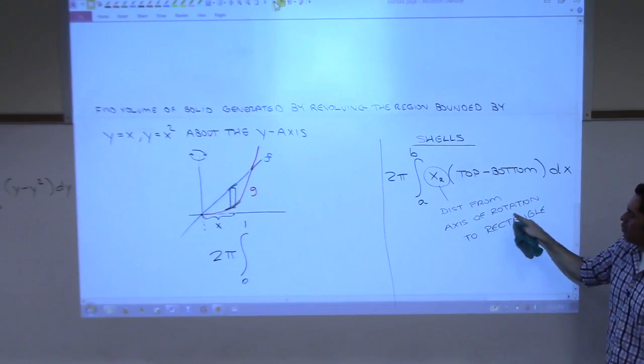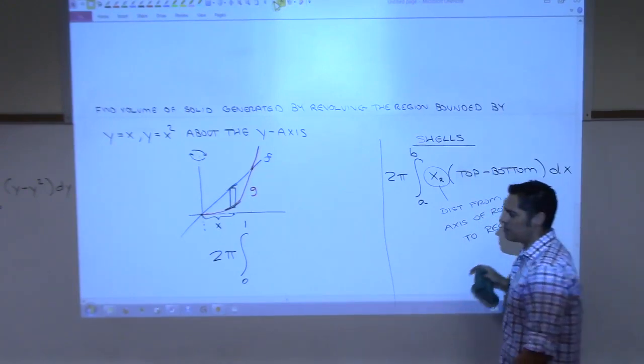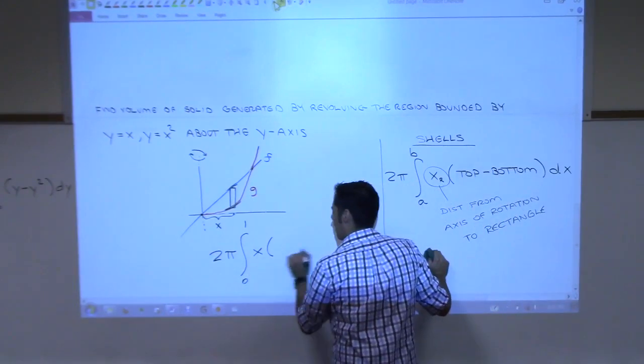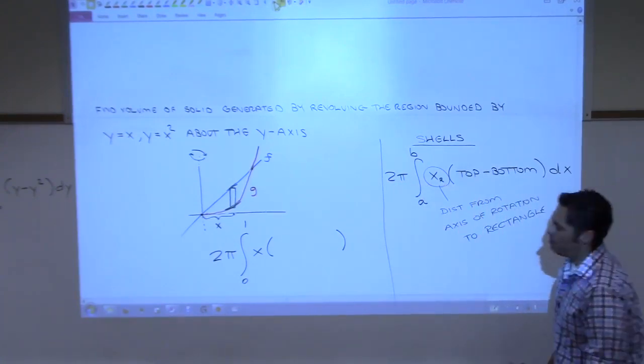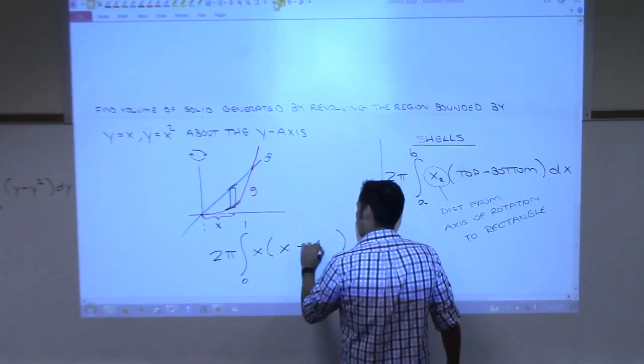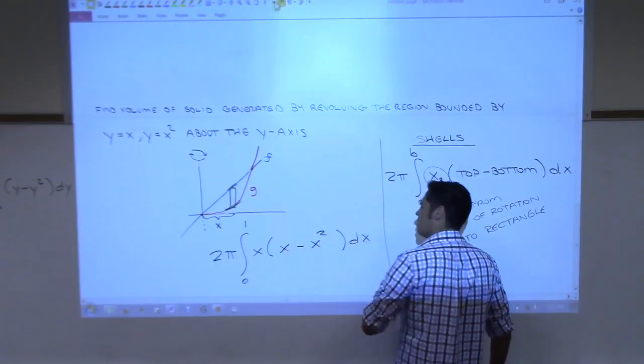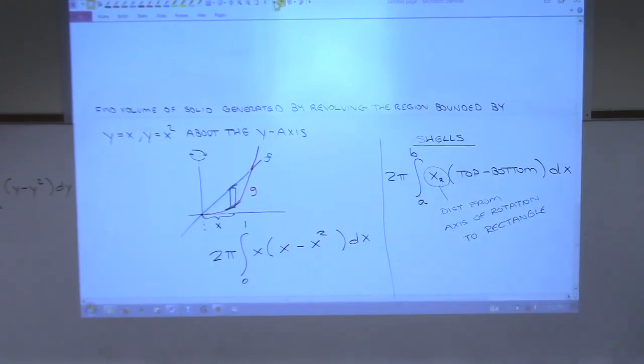Distance from the axis of rotation to the rectangle, we just said was x. And then the top function, what is our top function? X. And our bottom function, x squared. Take the difference, and that's it, right? So if the axis of rotation would have been like -2, then you would have incorporated that onto that x. I'm going to do that after this one, so you can see how shells could have been done with the previous problem we did.